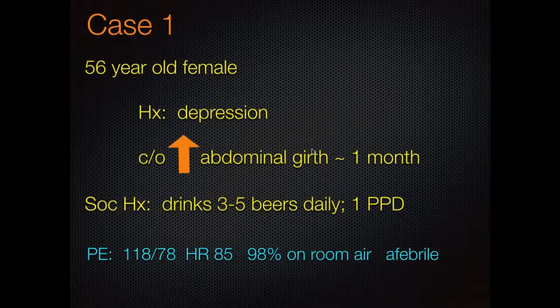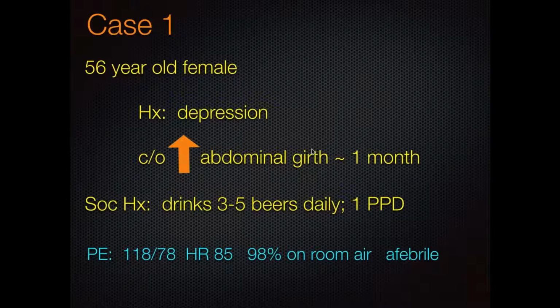Let's start with a case. We have a 56-year-old female with a history of depression. She comes in complaining of a 1-month history of increased abdominal girth. She drinks about 3 to 5 beers a day, smokes about 1 pack a day, and her vitals are as follows. Her blood pressure is 118/78, her heart rate is 85, she's satting 98% on room air, and she's afebrile.